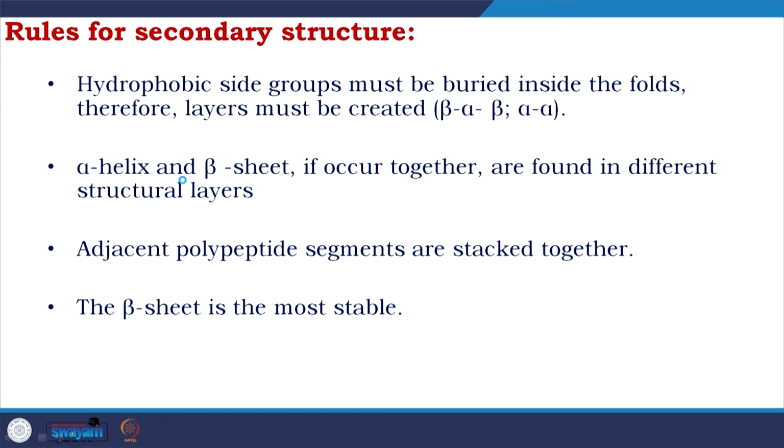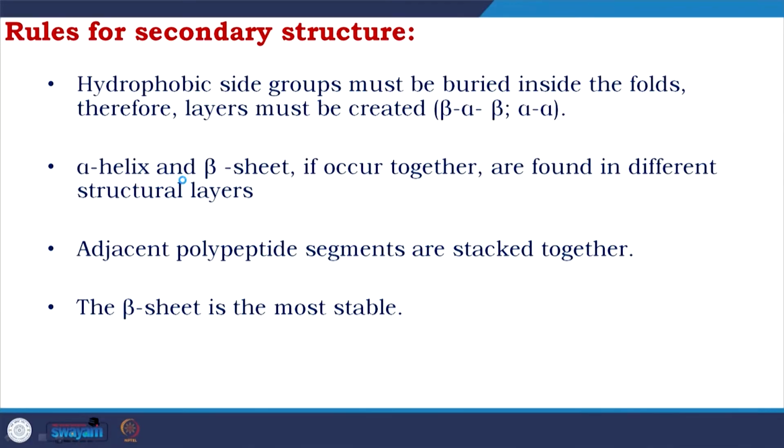Rules for secondary structure development towards motif: hydrophobic side groups must be buried inside the folds. Therefore, if you do that, there would be layers. So, beta alpha beta, alpha alpha layers are created. Alpha helices and beta sheets, if they occur together, are found in different structural layers. Adjacent, because you know alpha helices are independently hydrogen bonded and beta strands bond with other beta strands. Adjacent polypeptide segments are stacked together and the beta sheets are more stable.